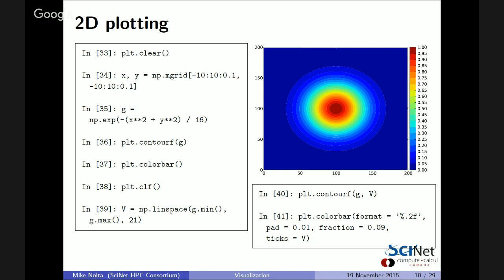So V means a label for every single contour. Yes, because it's the same V I used here. So this made this many contours, and then I'm using the same V here, so there's going to be one for each contour.